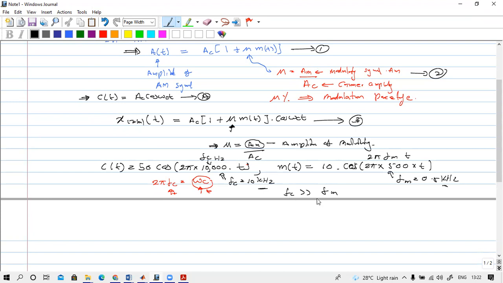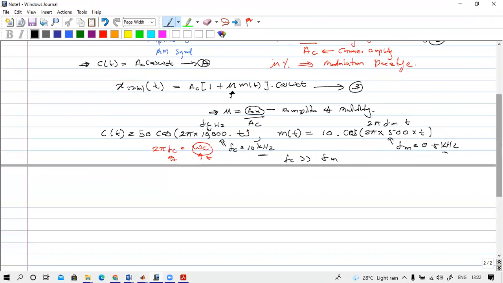Okay, the frequency is very much greater than the modulating frequency. So in this example, I write the equation. In our first question, we are asked to write the total waveform. At that time, we write it as x total.